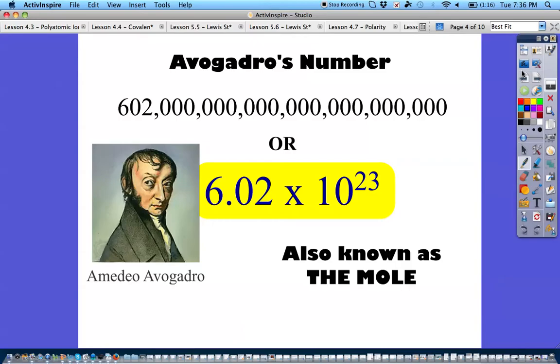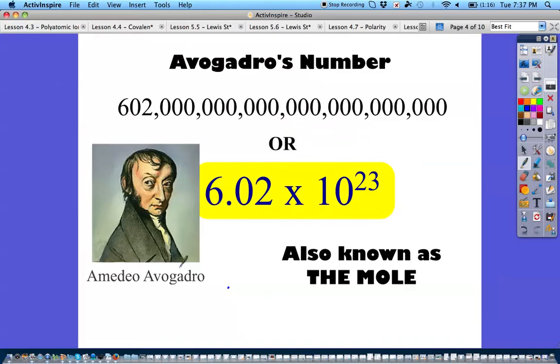Avogadro's number is 602 followed by 21 zeros. That's a lot of zeros, right? We don't want to sit there and count out atoms to this many. We want to be able to group them together. And so that's what Avogadro's number is.